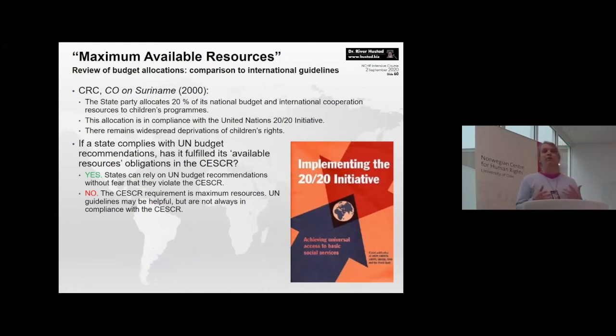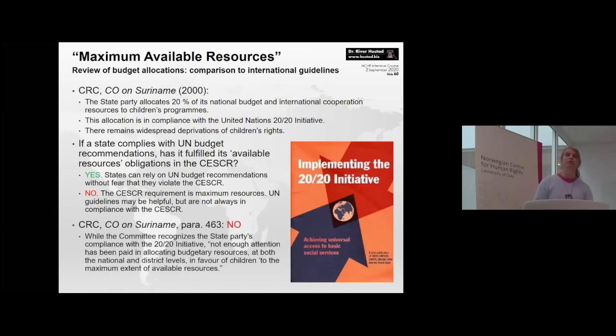So more comparisons on international guidelines. In this situation in Suriname, the state allocates 20% of its national budget to international cooperation resources on children's programs as part of the UN 2020 initiative. But yet there remain widespread deprivations of children's rights. And the committee has said that while it recognizes the state party's compliance with the 2020 initiative, not enough attention has been paid in allocating budgetary resources at both the national and district levels in favor of children to the maximum extent of available resources.